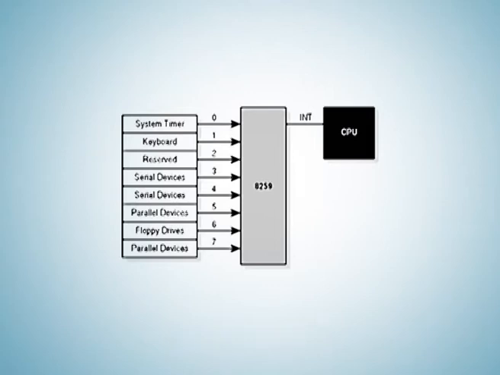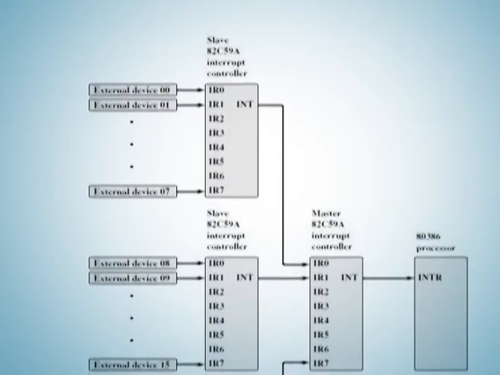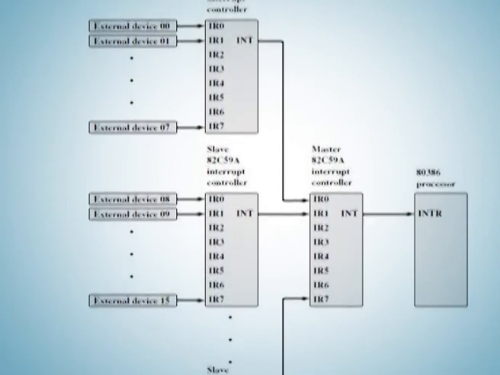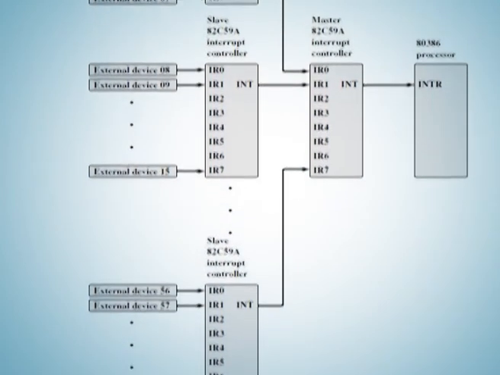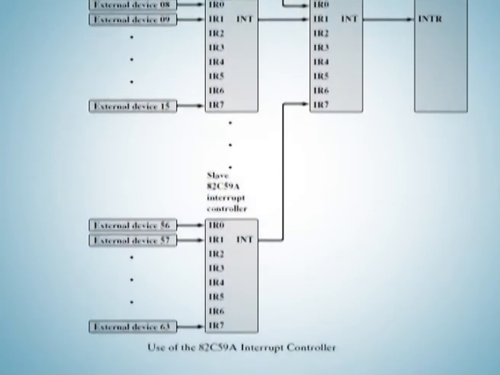A single 8259 interrupt controller can handle up to 8 external devices. If the control for more than 8 devices is required, a hierarchical arrangement of 8259 integrated circuit chips may be used to handle up to 64 external devices.